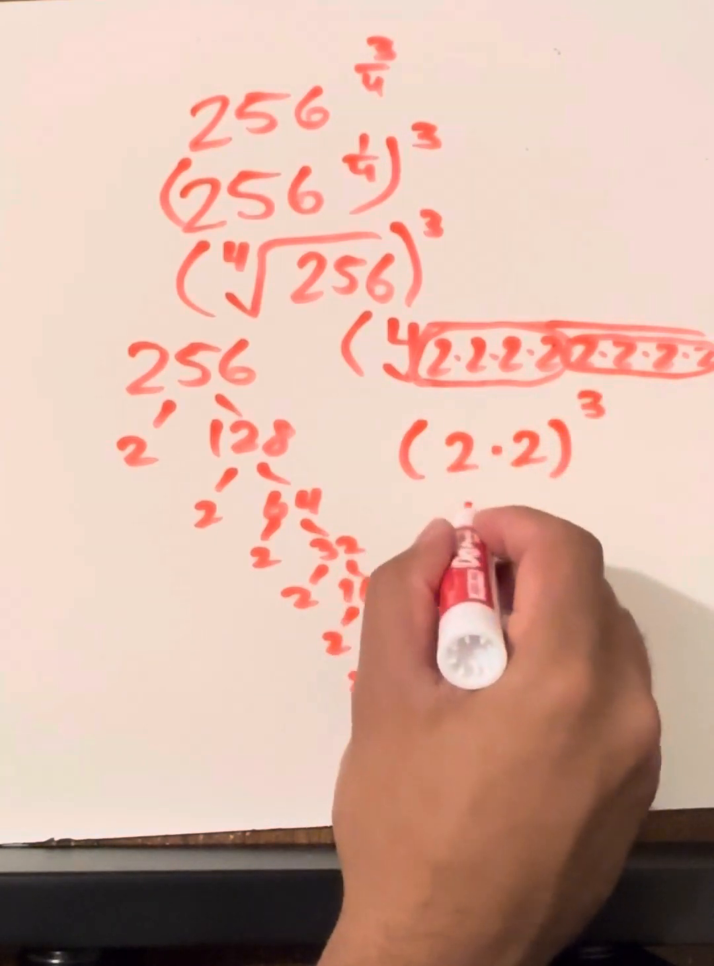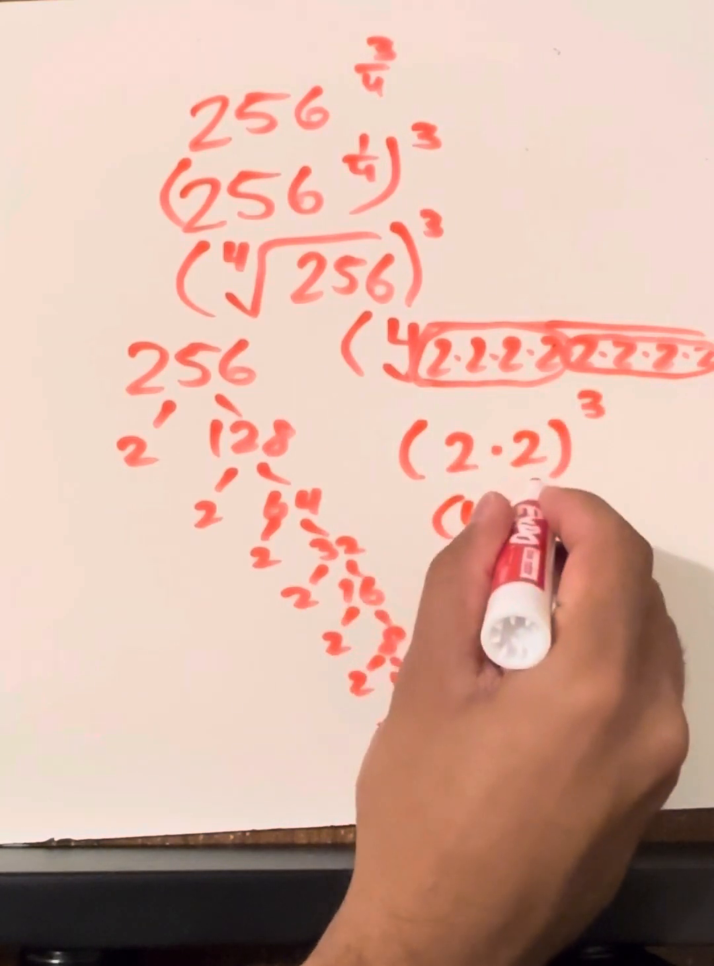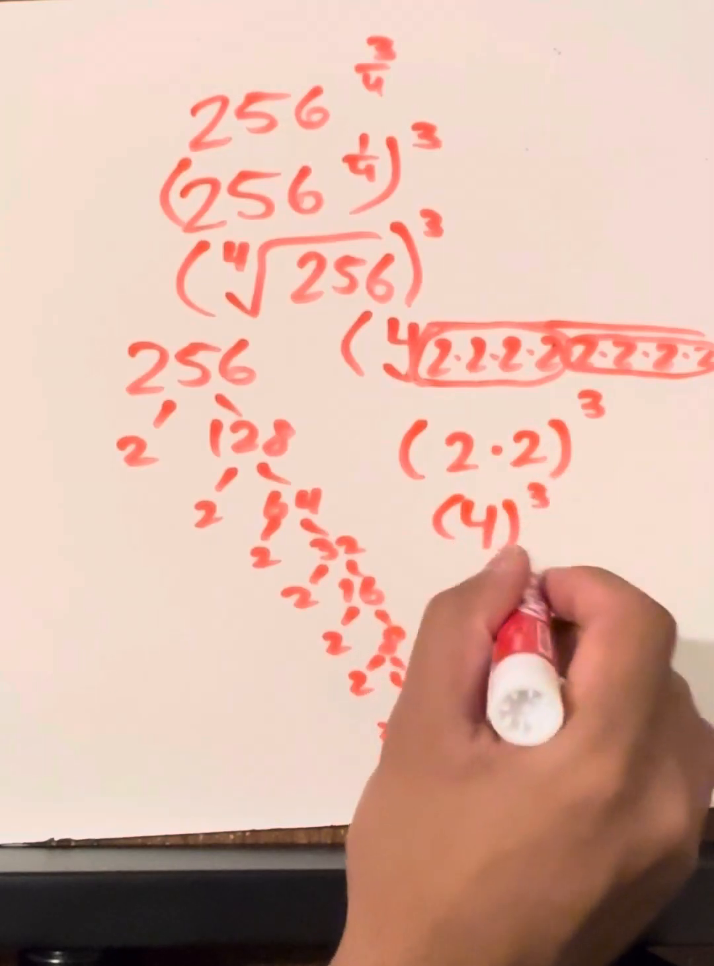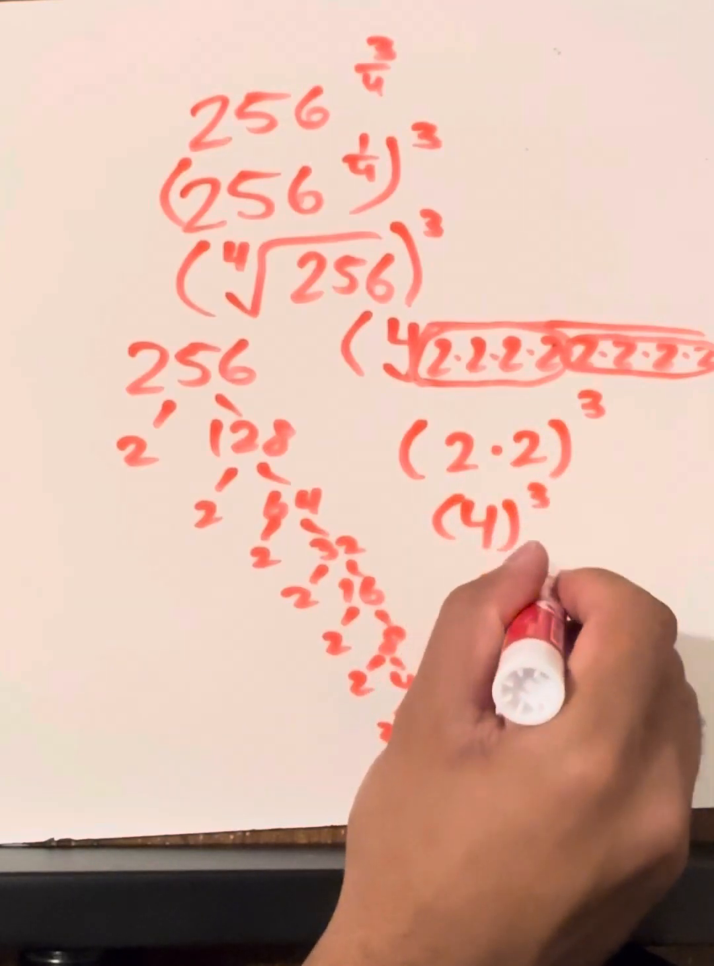2 times 2 is 4. 4 to the third is 4 times 4 times 4. 4 times 4 is 16, and 16 times 4 is 64.